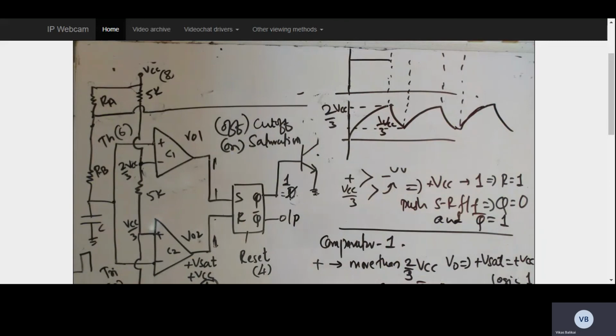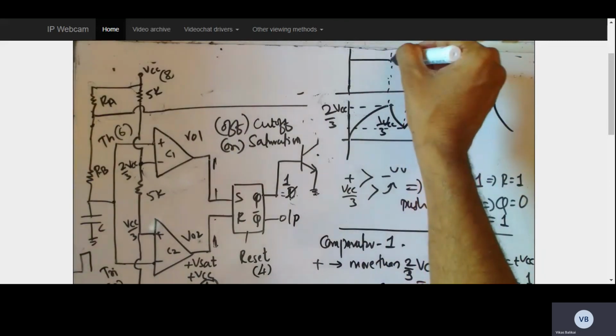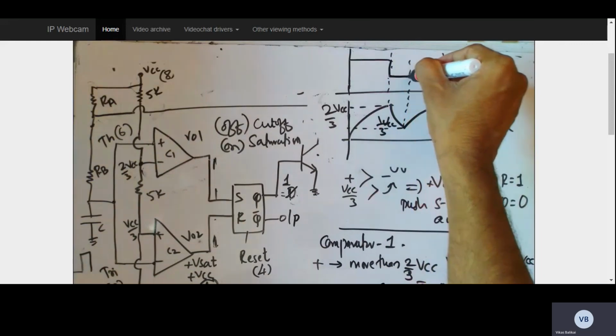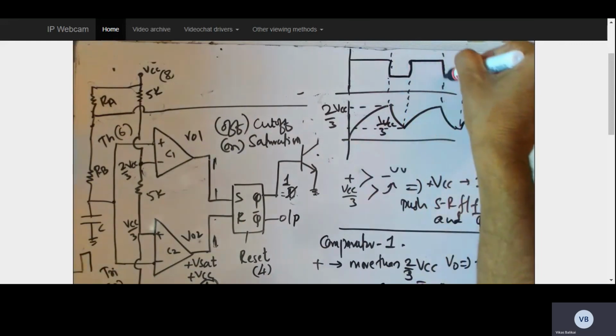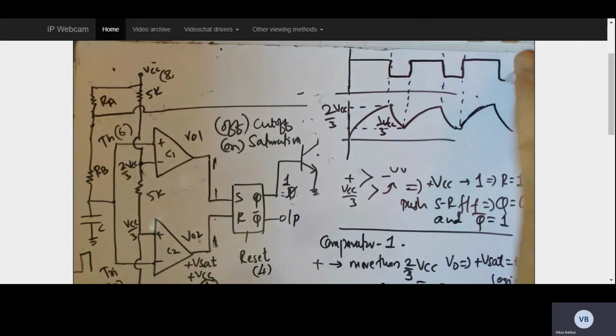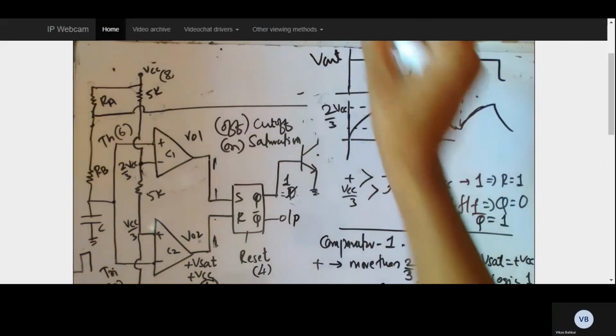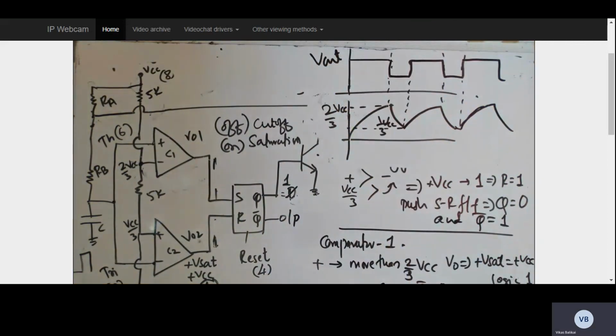During charging, my output will be retained at the high value, and during the discharging, my output will come back to low value, and it continues until the capacitor charges and discharges. So while charging, the output will be retained at plus VCC. While discharging, the output starts to decrease from the value of plus VCC till 0. So this is what is going to happen.